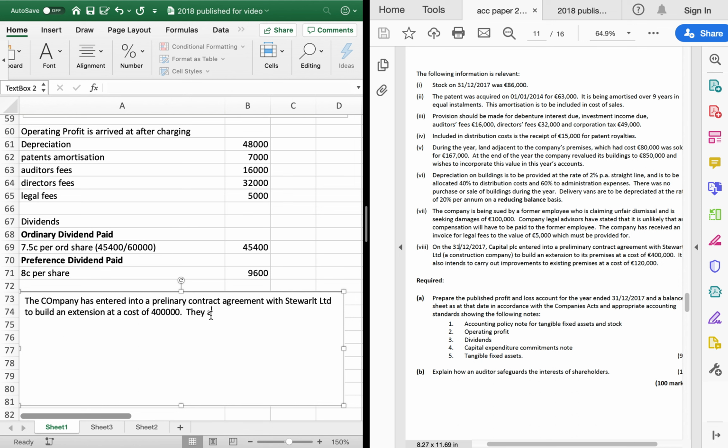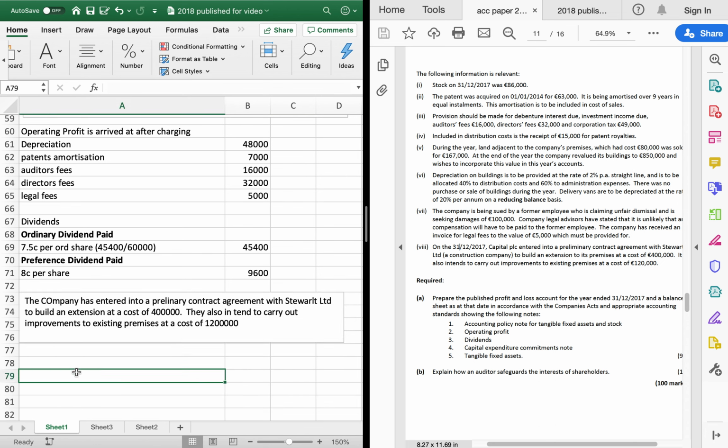They also intend to carry out improvements to existing premises at a cost of 120,000 euros. Okay, so that's that working there.